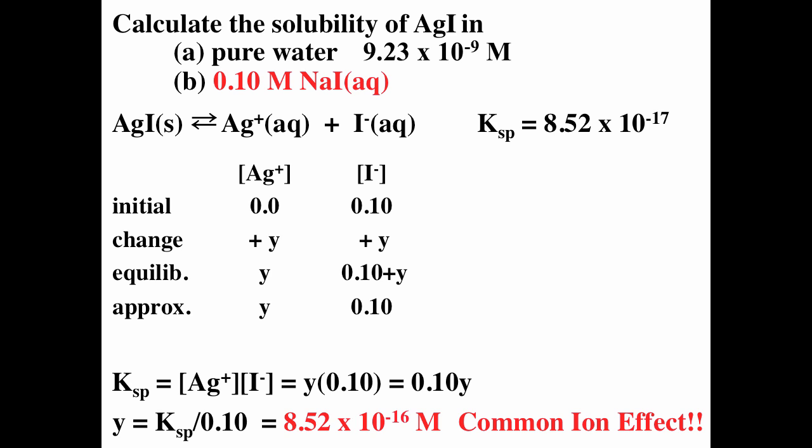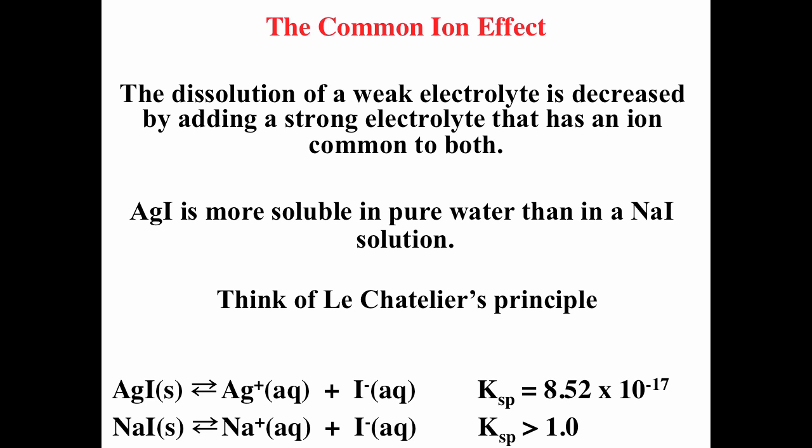And if we do the math, we get 8.52 times 10 to the minus 16th. And so notice that it is 7 orders of magnitude, 10 million times more soluble in pure water than it is in a solution of sodium iodide. Now this is referred to as the common ion effect. And so weak electrolytes are going to be more soluble when there is not a common ion. When there is a common ion, then weak electrolytes are less soluble. And so the dissolution of a weak electrolyte is decreased by adding a strong electrolyte that has an ion common to both. And so again, the solubility of the silver iodide decreased when we added the sodium iodide, which is a strong electrolyte, because it had a common ion, the iodide ion, to both. And again, we can understand this based on Le Chatelier's principle.